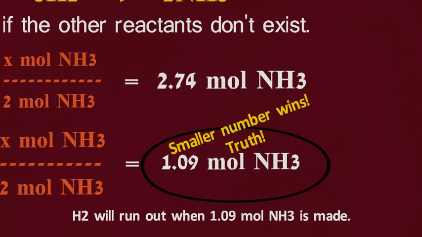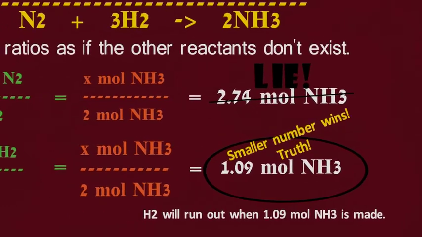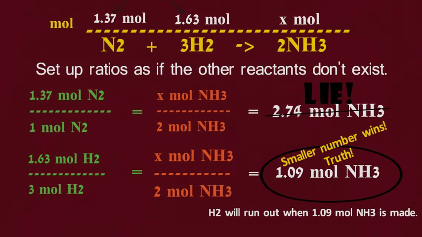So the smaller number wins. This is the truth, because this tells us that that reactant is used up when we hit this amount. So the other one is the lie. That cannot be true. We can't make that much because we're going to run out of hydrogen before we get there. So hydrogen is the limiting reactant.